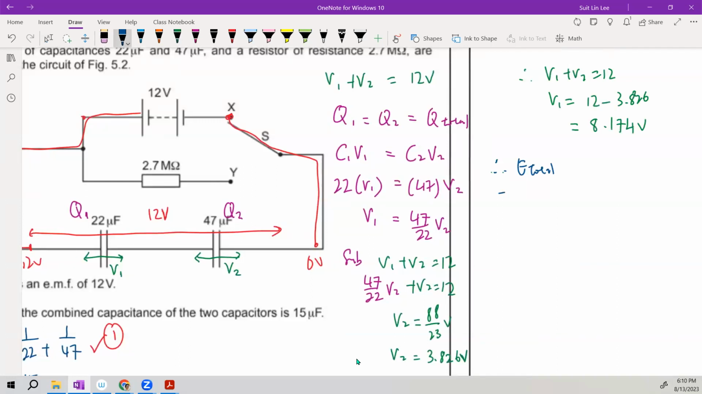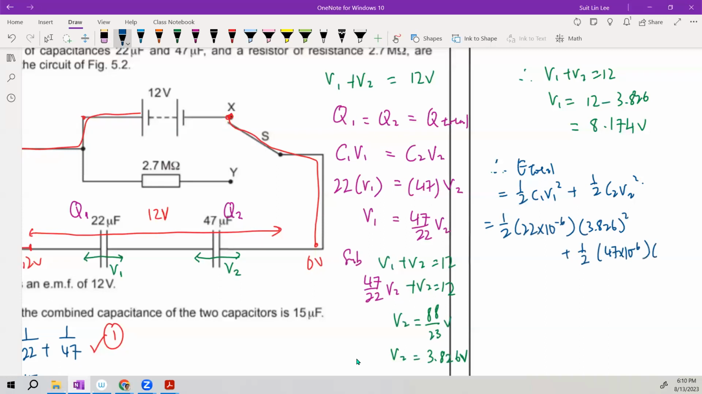You've got two capacitors, so half C1 V1 square plus half C2 V2 square. Half C1 is 22 times 10 to the power negative 6, V1 is 3.826 square, plus half C2 is 47 times 10 to the power negative 6, 8.174 square. Is it wrong? Nope, it's just long.